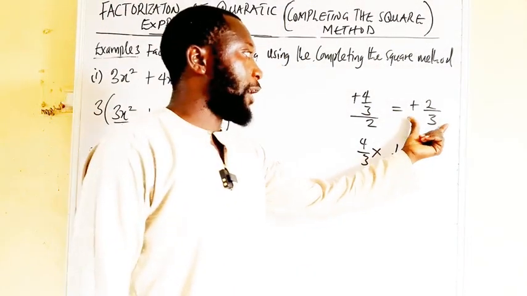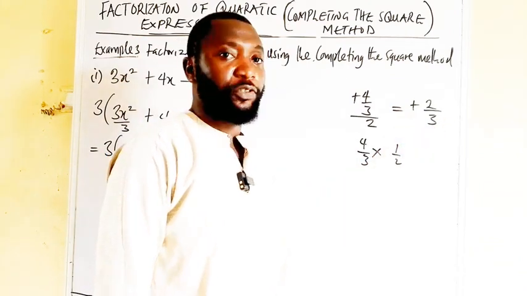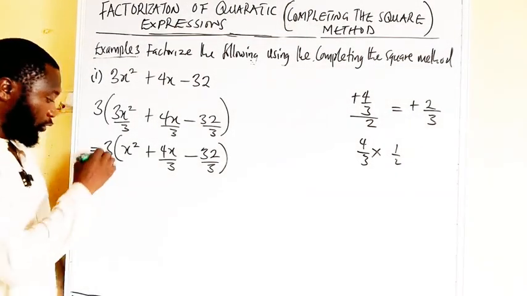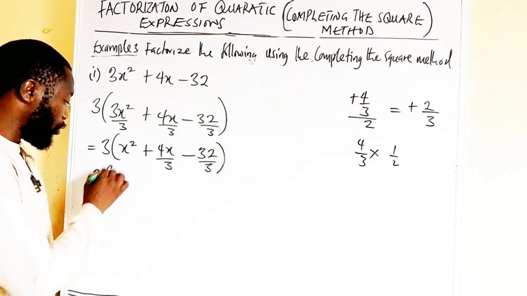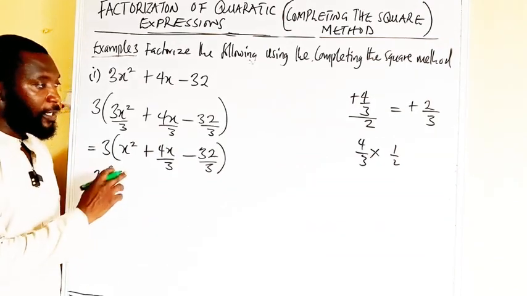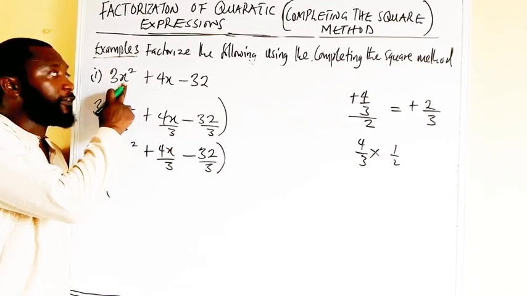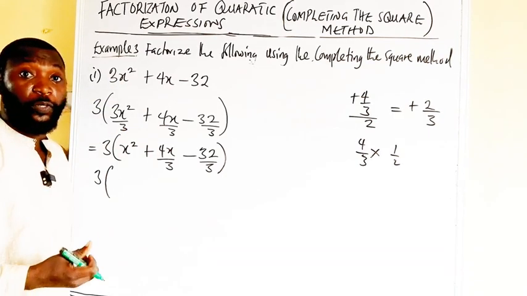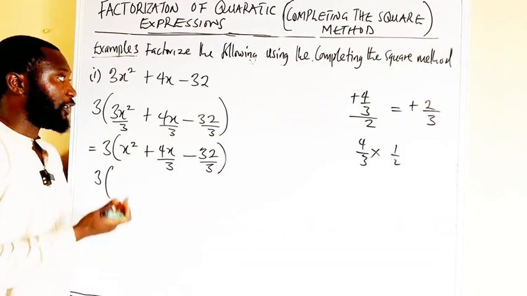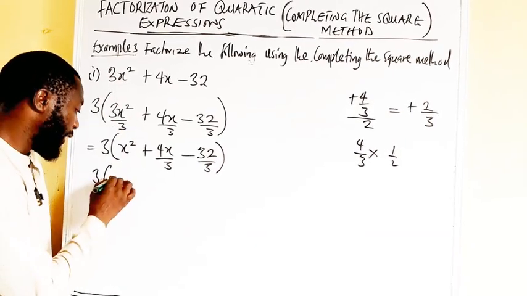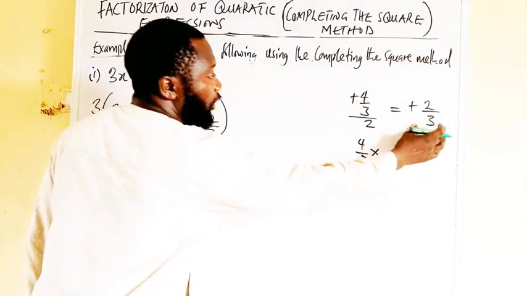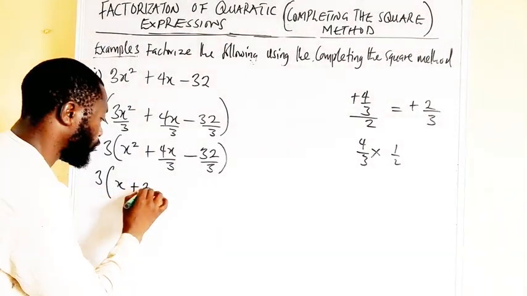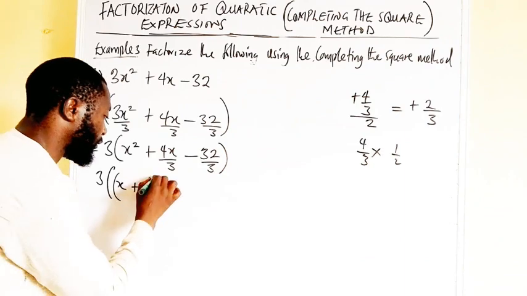Now, this is what we have when you divide this by 2. Positive. So what you need to do now, your 3 remains outside. Open the brackets now. In this question, the variable given is x. Now, we want to complete the square, right? What you need to do now is, you now write x. Join this to x. That is plus 2 over 3. Then square it.